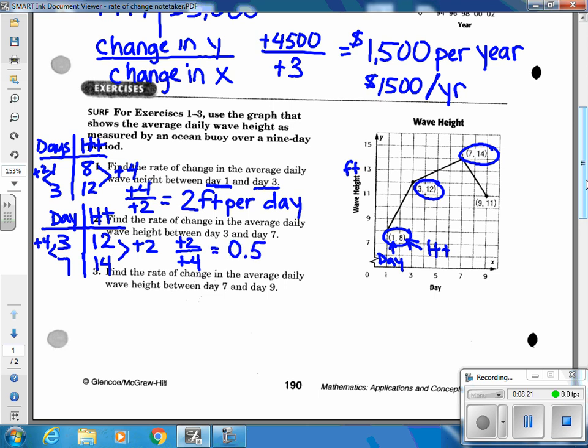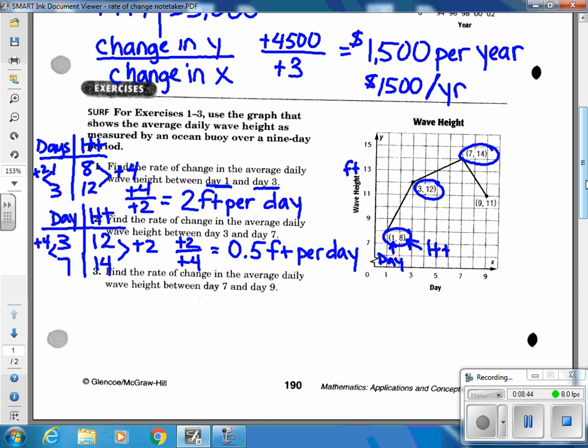You are allowed to have decimals in rate of change, because you have to divide. And it doesn't make sense to say 1/2 something per something. We always use a decimal or a whole number. So 0.5, and again we need the words feet per day. So in that time stretch, things only increased 1/2 foot, so it was a little slower then.